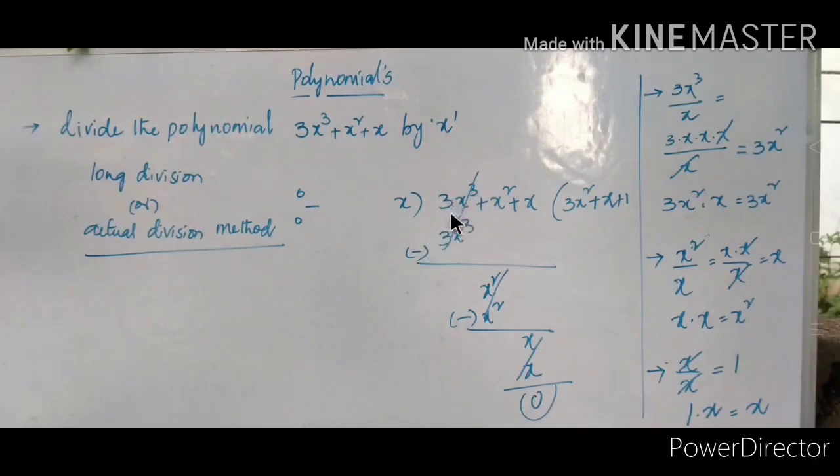So first divide the dividend's first term by the divisor's first term. Here our first step: 3x cube by x, the result is 3x square. It becomes the first term in your quotient. So multiply the quotient's first term with the divisor. So 3x square into x is equal to 3x cube. The deduction result is 0.